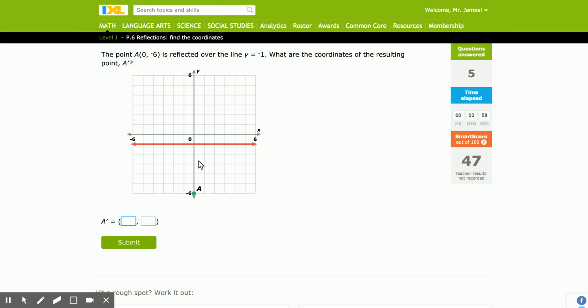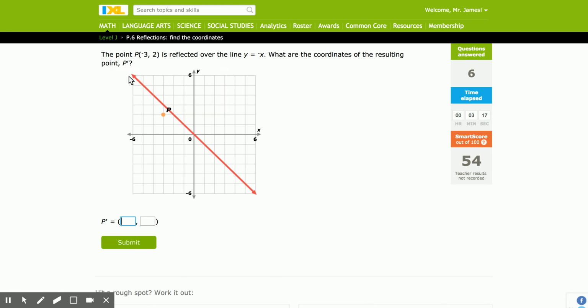Point A prime, A is at -6, but it's 1, 2, 3, 4, 5 spots away from this red line. So A prime will be 5 spots away on the other side. 1, 2, 3, 4, 5. That means it'll be at 4, +4.